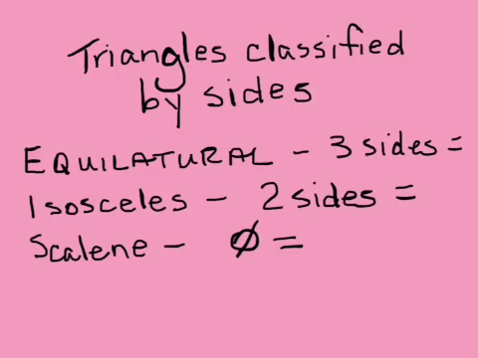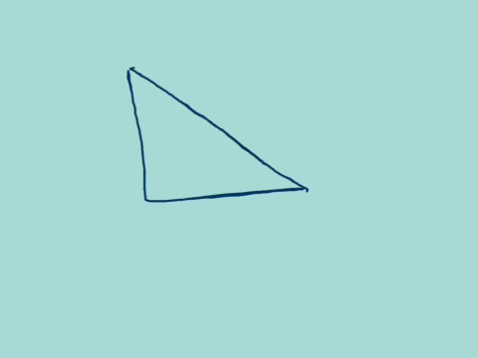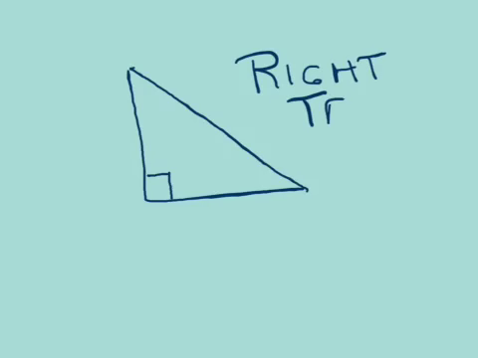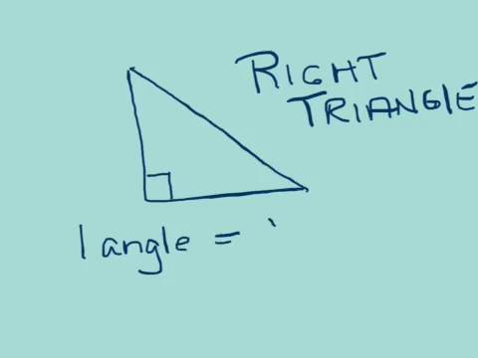Okay? Now we're going to learn how to classify triangles by their angles. This triangle is called a right triangle because one angle equals 90 degrees. One angle equals 90 degrees. So that is called a right triangle.